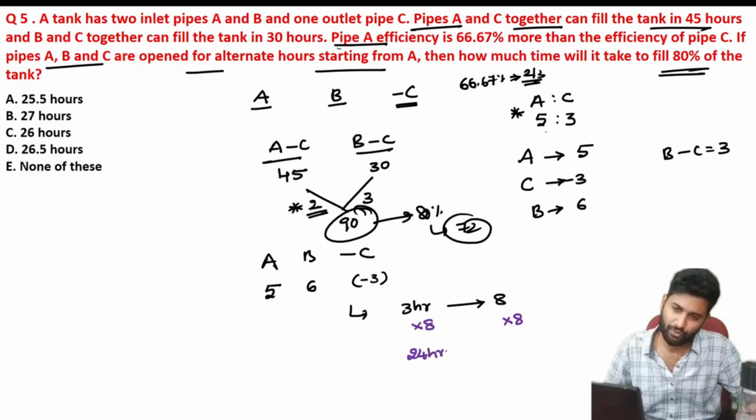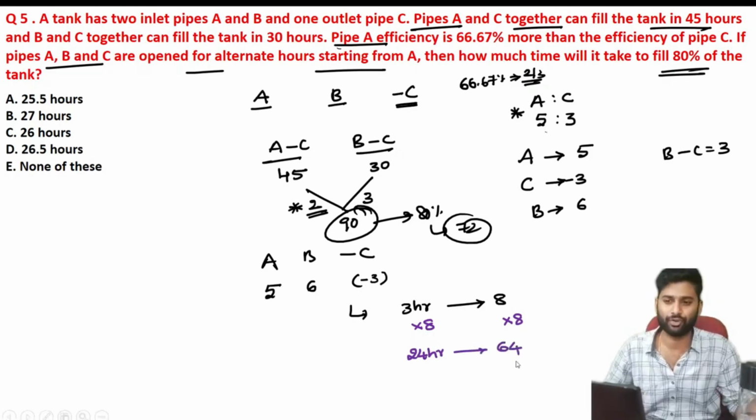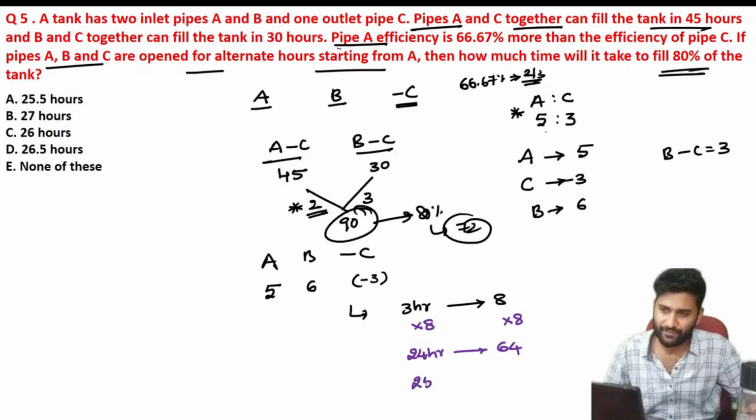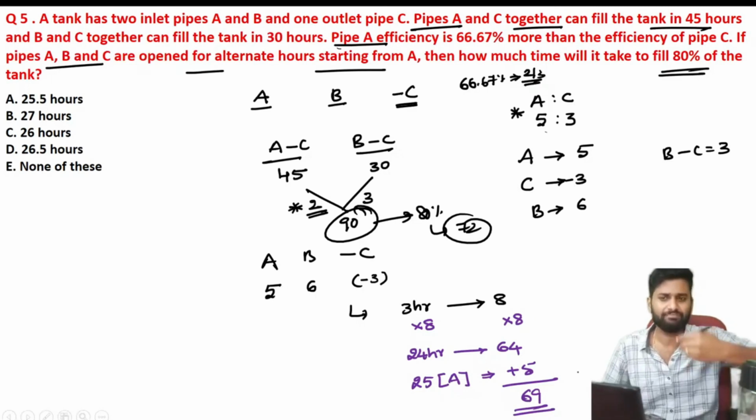Not in 24 hours. In 24 hours, they fill 64 units. Now in the 25th hour, guys, here tap A is working. If tap A is working, it delivers how many units here? 5 units. Total how many units are completed? 69 units.